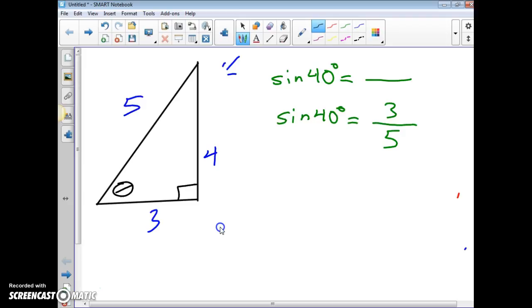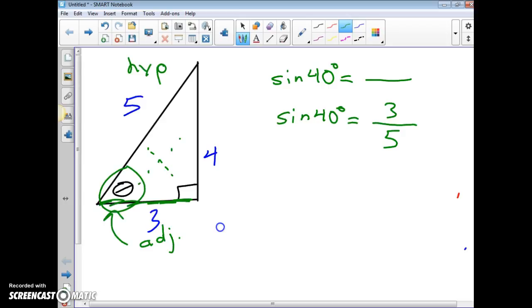So looking in this problem, since I've switched our reference angle, it's going to change some things. So this is still my hypotenuse because it's across from the right angle. My adjacent side now is down here because that's my reference angle. The opposite side is over here. So now let me find the other two.